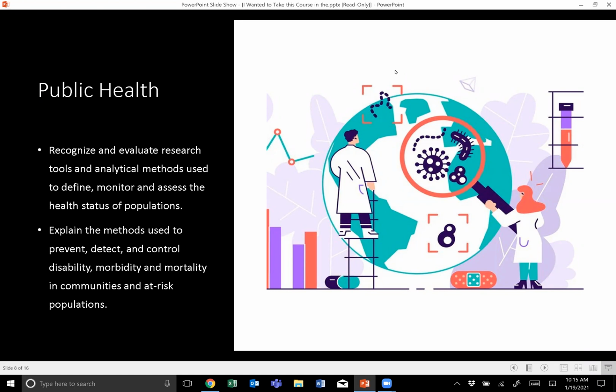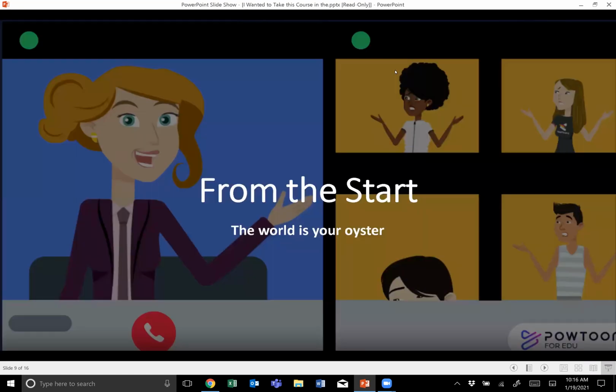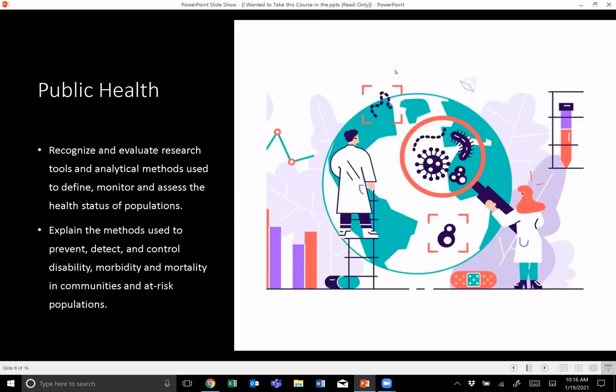And there are the mathy words, analytical methods, and then the second part is the methods used to prevent, detect, and control disability, morbidity, and mortality in communities and at-risk populations. And what you're going to see is that this is going to come from the Healthy People 2020. Again, there's a whole lot of, at first glance, overwhelming sources of information that we use as part of our curriculum.